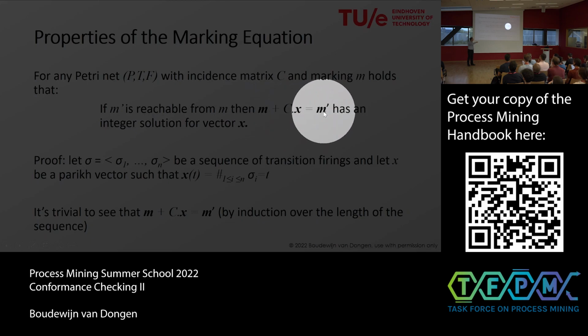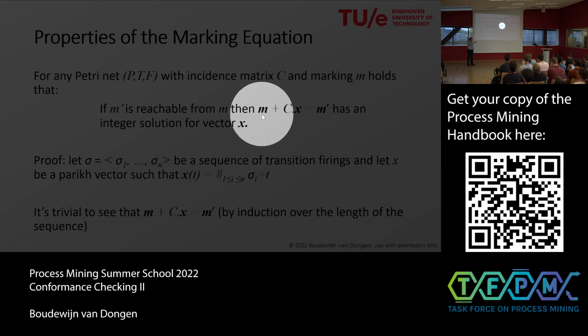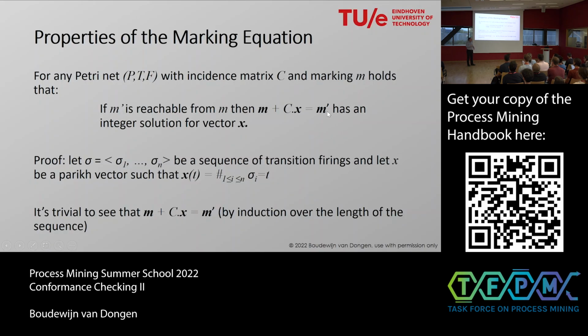So if I can reach m prime from m, then there is an integer solution to the equation system m plus this incidence matrix times x equals m prime, where x is actually the Parikh vector of the transition firings. So if I can fire a sequence of transitions, I just make this sequence into a vector, and then that is an integer solution to this particular problem. It's very trivial to see that this is the case. And if you want, you can try to do the proof yourself. It's done by induction over the length of the sequence.